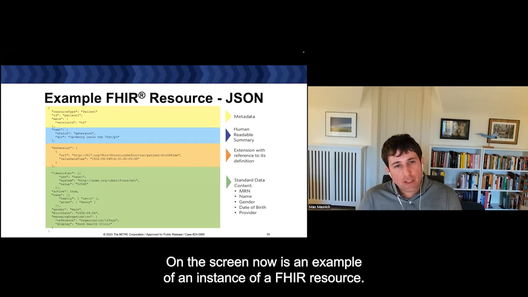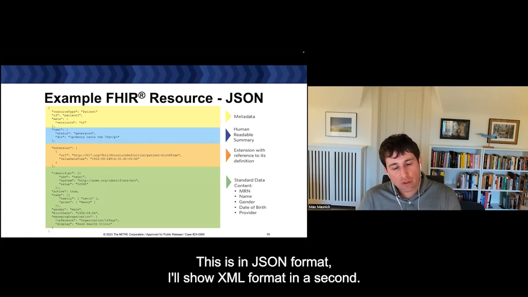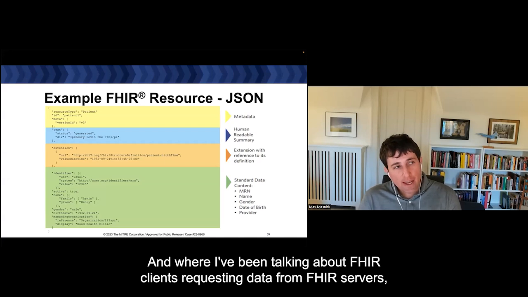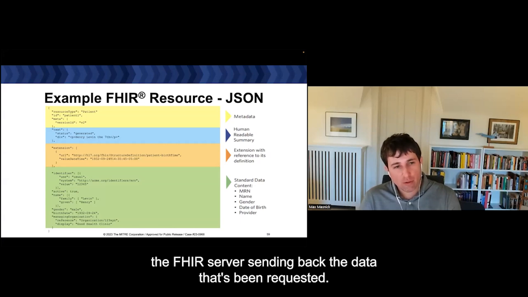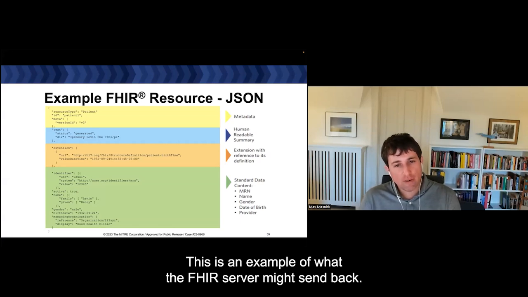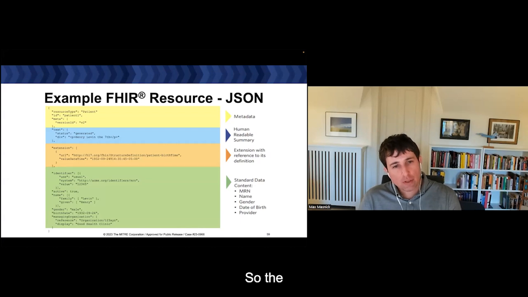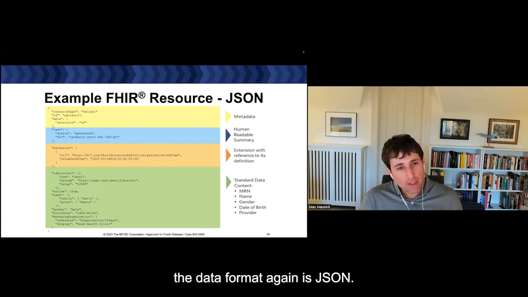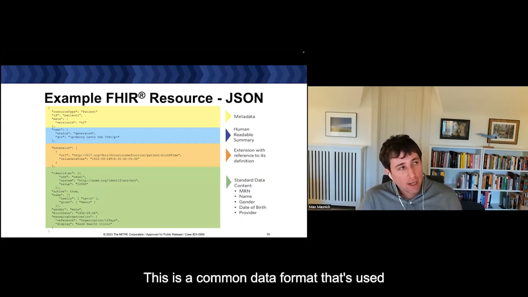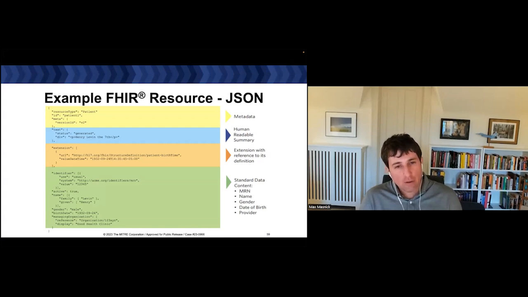On the screen now is an example of an instance of a FHIR resource. This is in JSON format. I'll show XML format in a second. Where I've been talking about FHIR clients requesting data from FHIR servers, the FHIR server sending back the data that's been requested, this is an example of what the FHIR server might send back. So the data format, again, is JSON. This is a common data format that's used very widely for web technology outside of health IT.